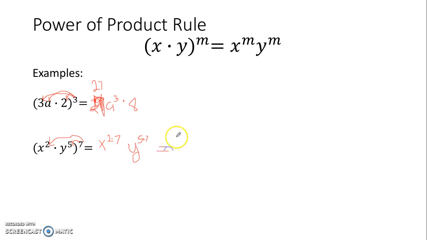and that equals x, and then 2 times 7, which is 14, so x to the 14th power times y, and then 5 times 7 is 35. So x to the 14th power times y to the 35th power. You know, it's kind of a big number, but that's how it is on this one.